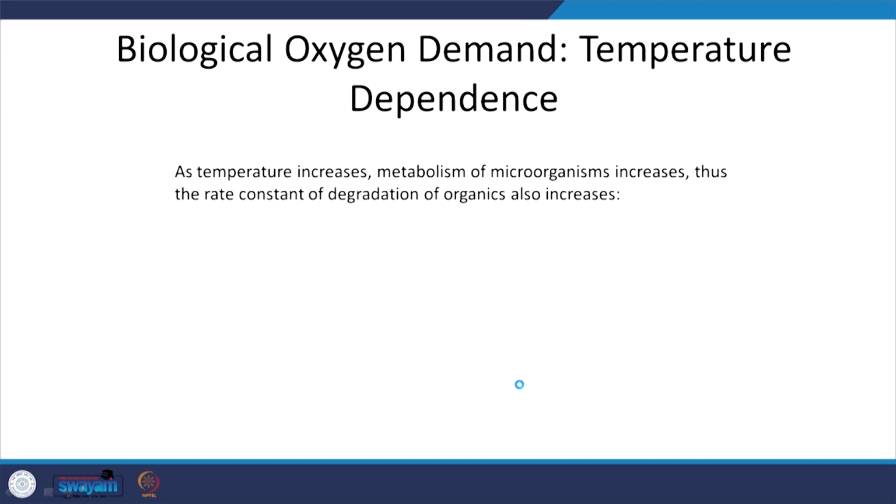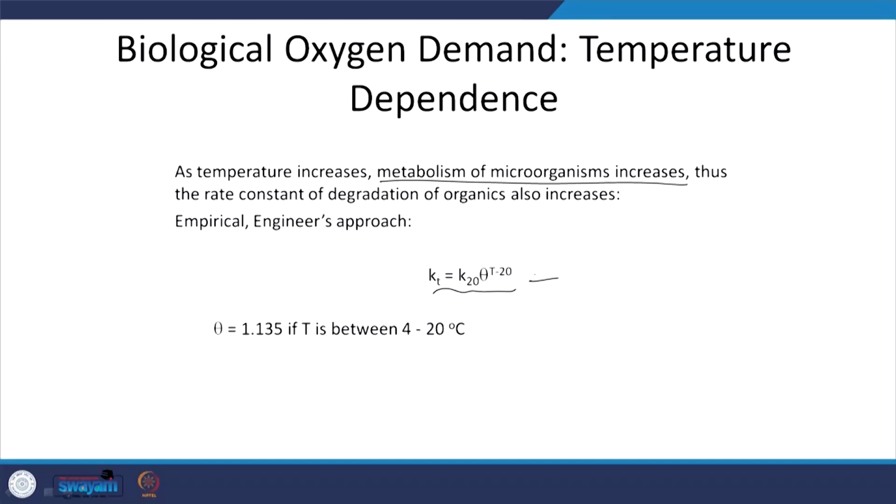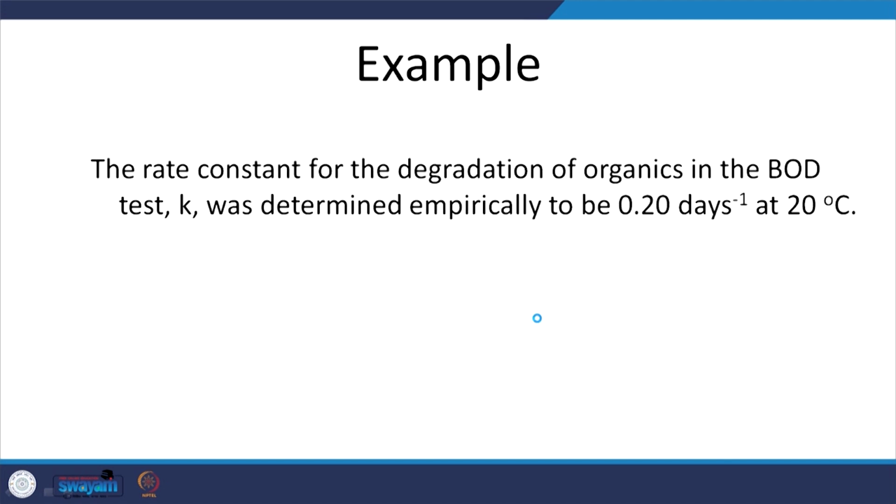So temperature dependence: as we mentioned, the rate constant is going to be dependent upon temperature. As temperature increases, the metabolism of the microorganisms increases, thus the rate constant of degradation of organics increases. But it is not as if I increase it to 100 degrees centigrade and it is going to ramp up the kinetics, because you are going to have the death of microorganisms after a certain threshold. So obviously we are talking about certain thresholds here, right. An empirical approach is again quite widely used. The rate constant at temperature T is equal to the rate constant at 20 degrees centigrade into theta to the power of T minus 20, and there are different values for theta. Typically these will be given in the formula sheet, you do not need to mug up all these aspects. The point is to not mug up aspects, but to understand the principles and the working of the system.